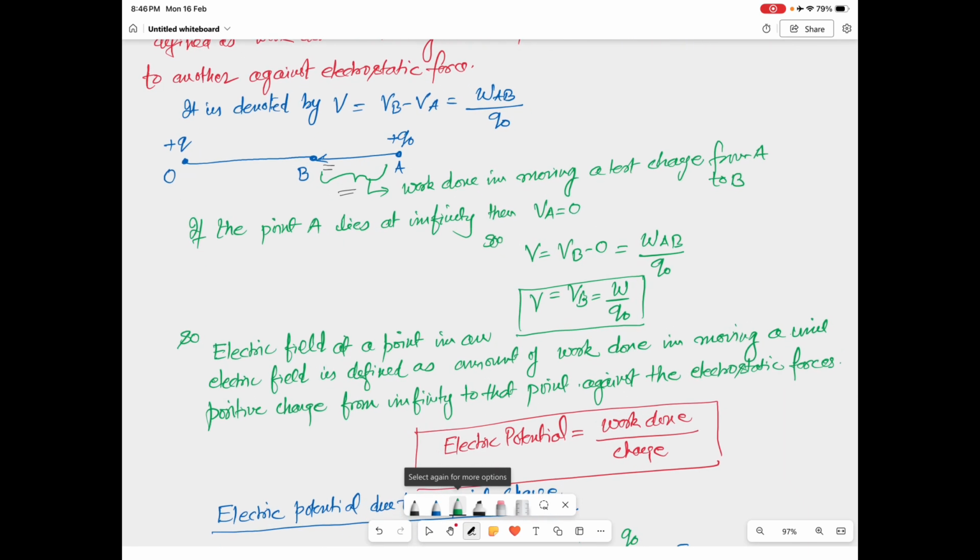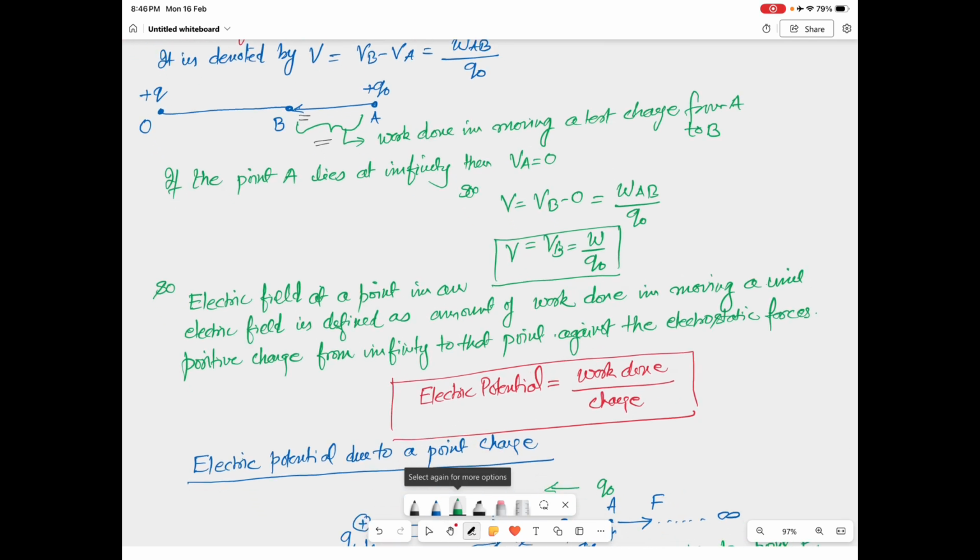So if I put VA is equal to 0, then potential at any point V is given by WAB divided by Q naught. So this is nothing but W upon Q naught.